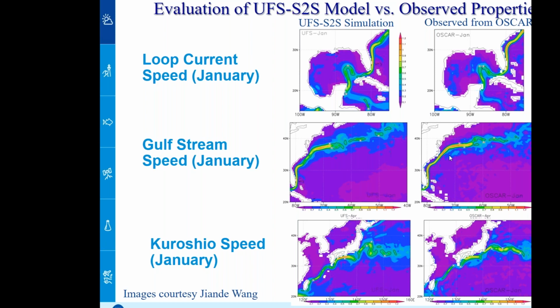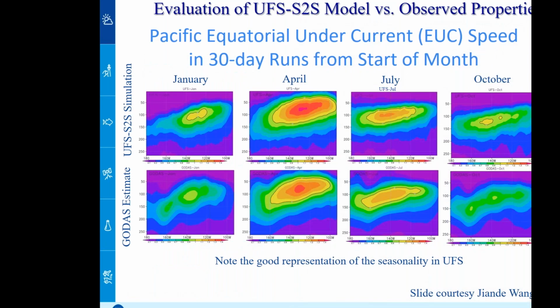Now, the fact that Jiande has only run this for 30 days hasn't really given the model time to really mess up, but it is still quite gratifying that it is reproducing the state of the ocean and holding that for the desired timescale of these forecasts very nicely, and is able to reproduce things like the equatorial undercurrent speed. These are again in 30-day runs starting from the beginning of each month, and it is doing quite a nice job of reproducing the seasonality with this new prototype for use in the UFS.